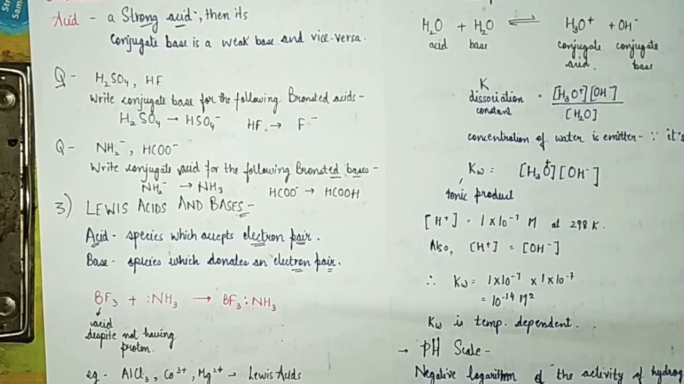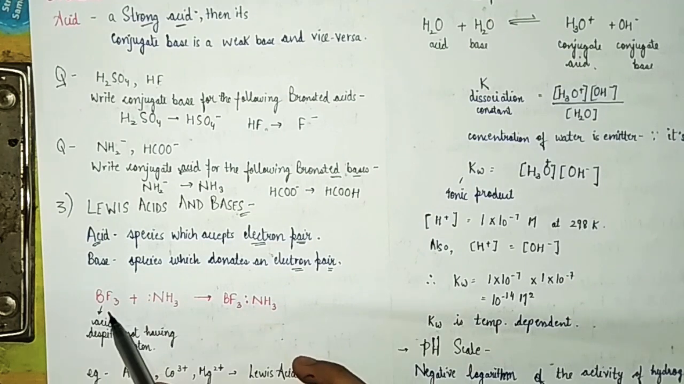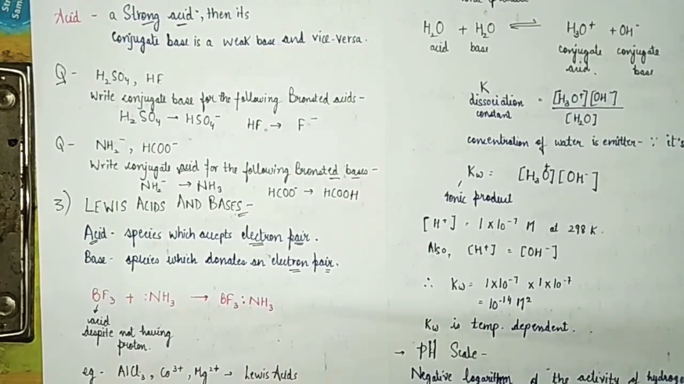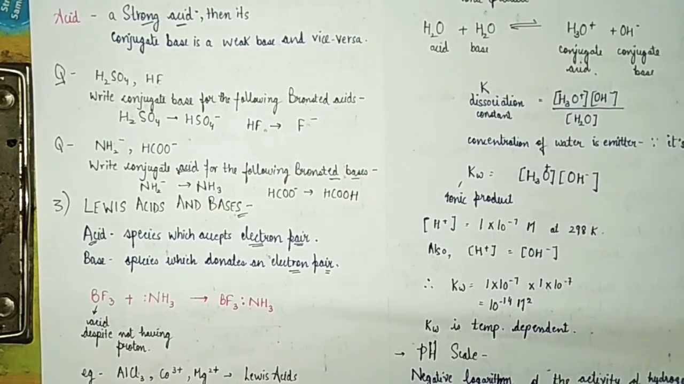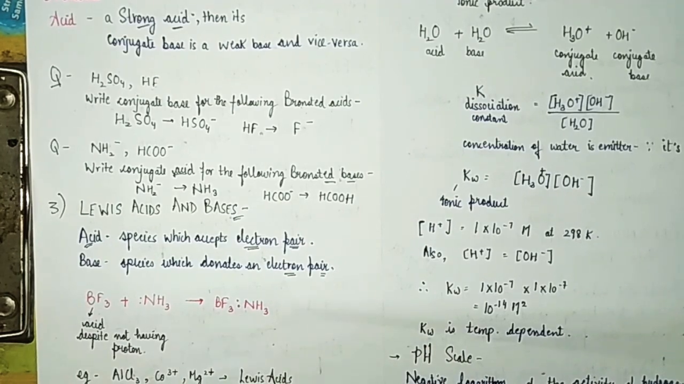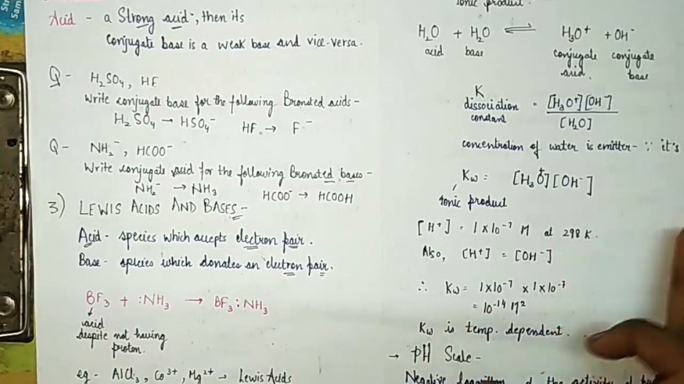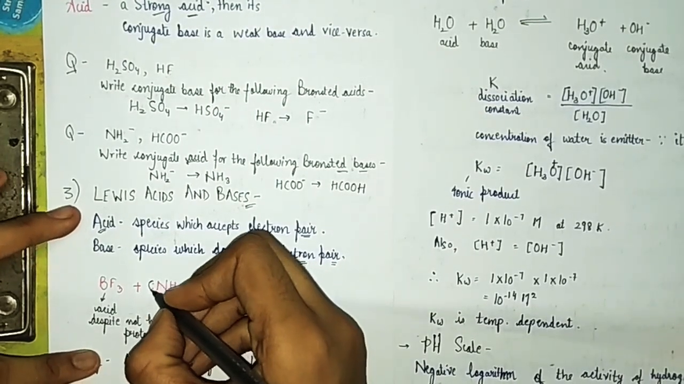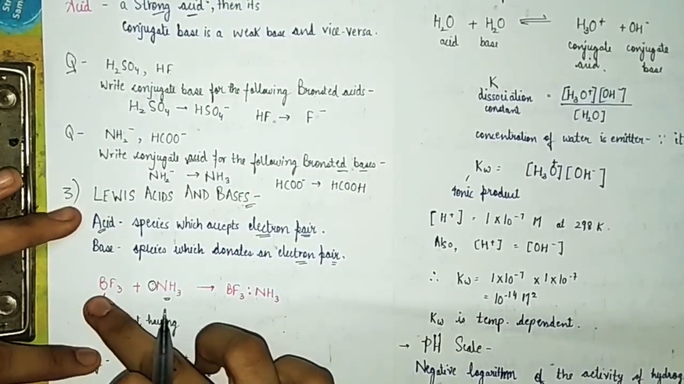So we will see an example of Lewis acid and base theory. We have this BF3 and this ammonia. Now this BF3 is an acid. Now we will ask how it is an acid if it doesn't possess a proton or an H plus ion to donate. So we say that it is an acid despite it not having a proton. This is ammonia molecule, it has a lone pair of electrons, it's a base, and this is an acid.